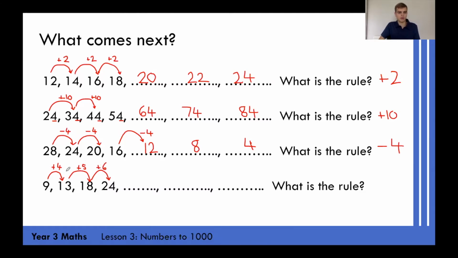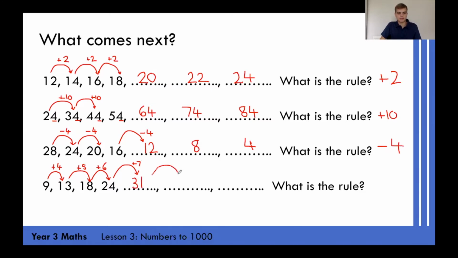So here I've added 4, added 5, added 6. So the next one's going to be added 7. You're absolutely right. I'm going to add 7 to this one, aren't I? So 24, add 7. I've got 7 fingers. 24, 25, 26, 27, 28, 29, 30, 31. Well done, if anyone managed to get that one.